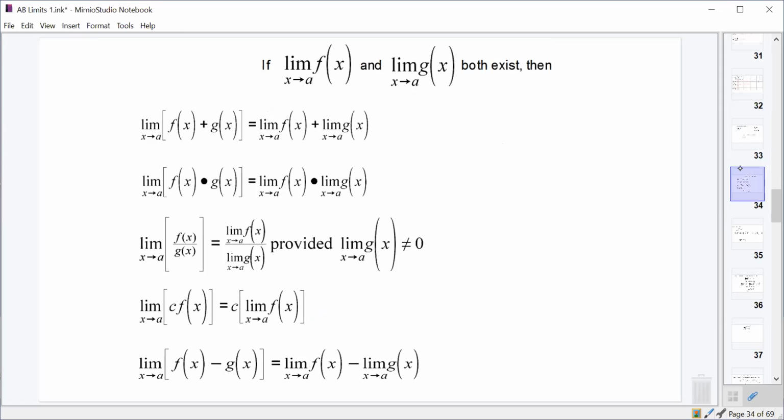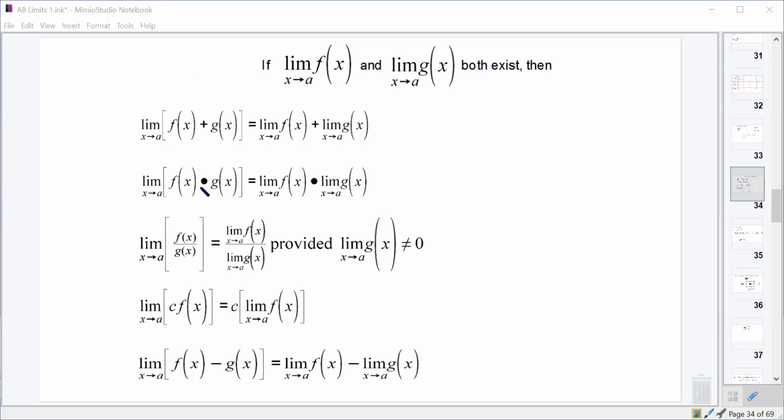All right, now, given that the limit of two different functions, f and g at a, both exist, then all of these fun and exciting rules are true. If we have the limit as x approaches a of f plus g, so let's say that's x squared plus x, I could separate that into two separate limits: the limit as x approaches a of x squared plus the limit as x approaches a of x. So limits can be separated out using addition.